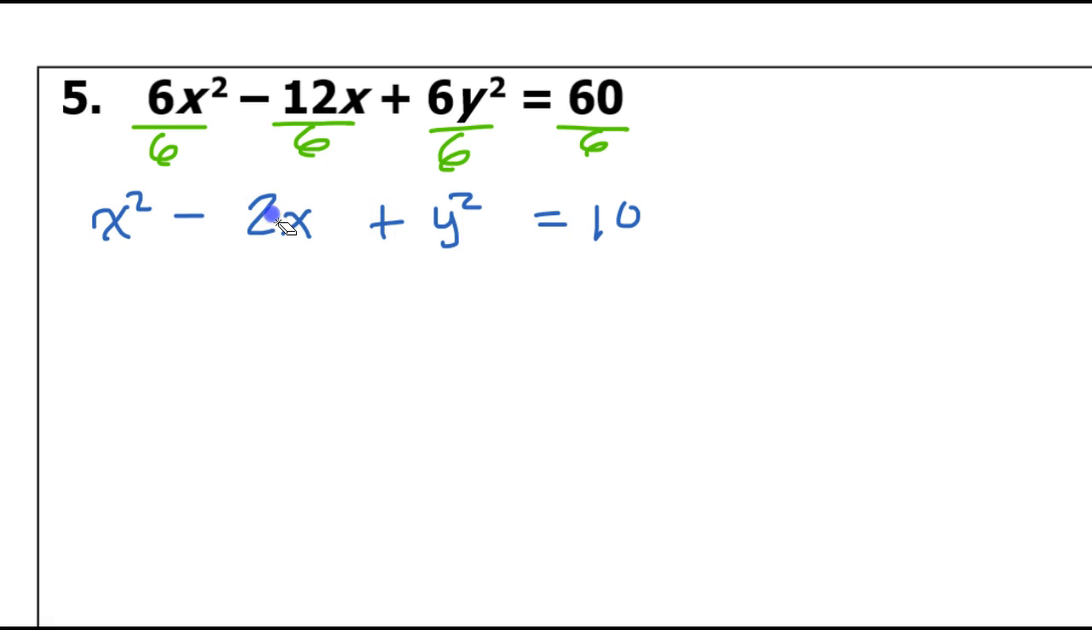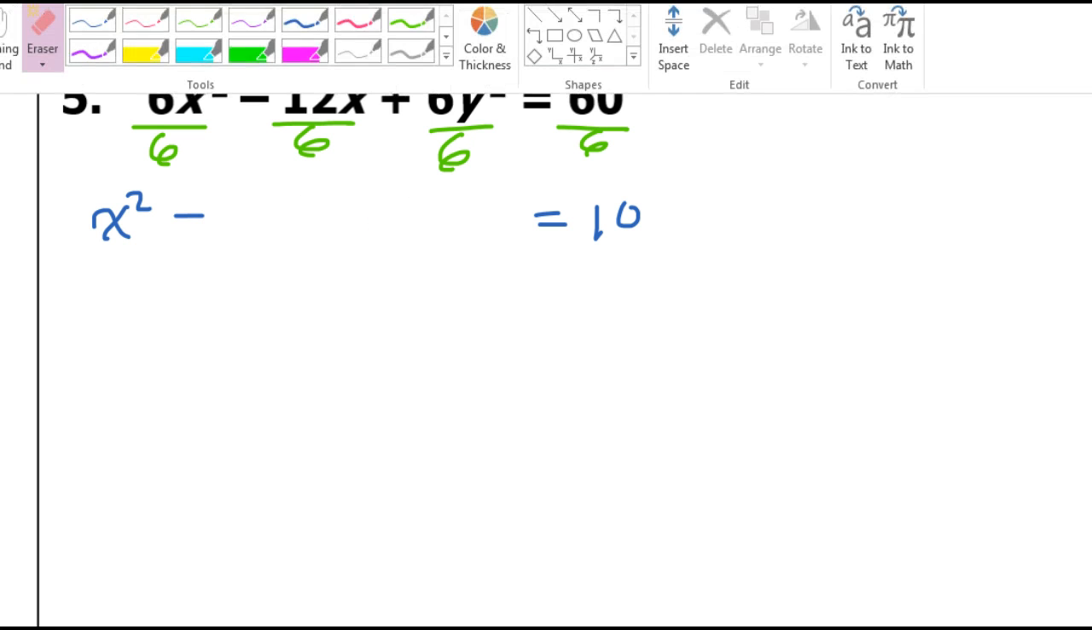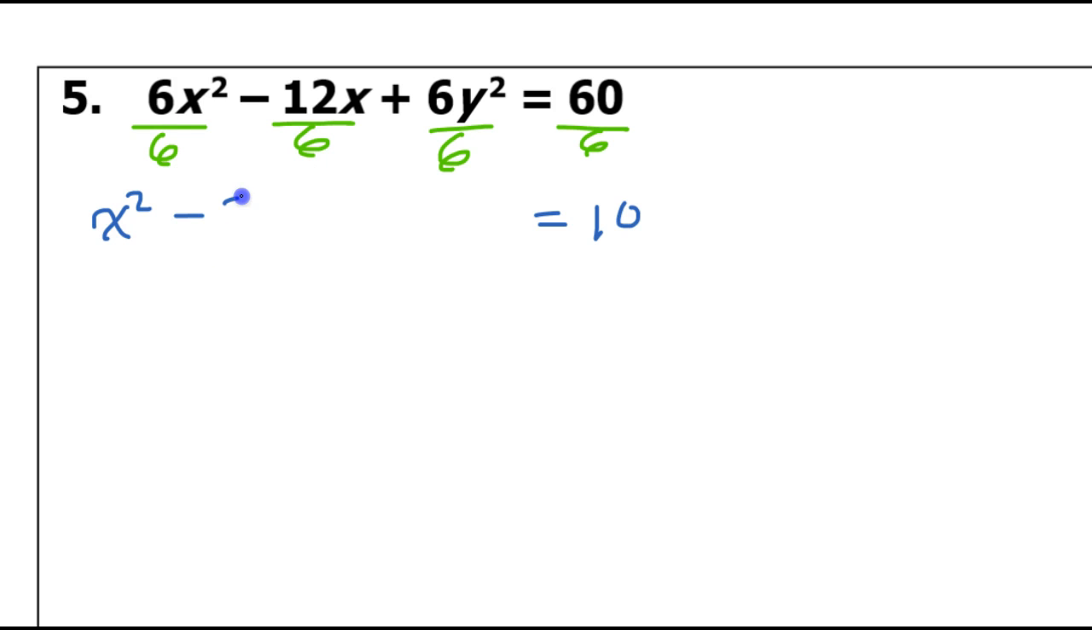So let's see, x squared minus 2x plus y squared. I'll put the 2x a little bit closer over here, and I'll put the y squared a little bit more over. I want space here to complete the square. So I'm going to complete the square right here.